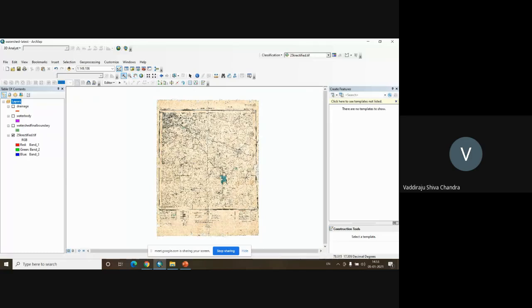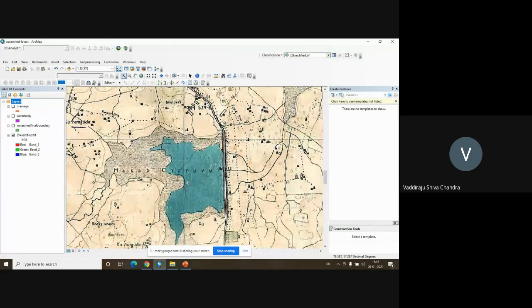The best example is the same one. Here I want to extend this river. So I need the contour values of the adjacent areas, as well as these areas, and these areas are also required for me.